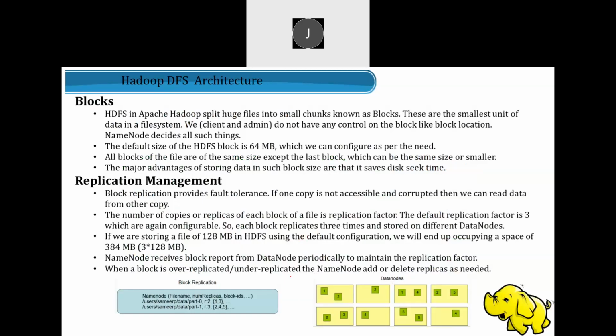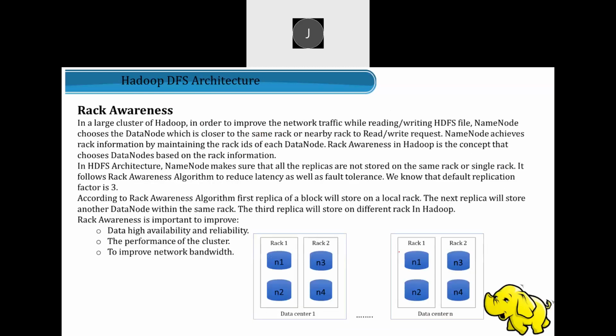And about the blocks, it is not 64, it is 128 MB now. This is old information. Blocks are the smallest unit of data in the file system. We can go through this. Replication management replicates the data like this. You go through this, and if any doubts, you can ask me.